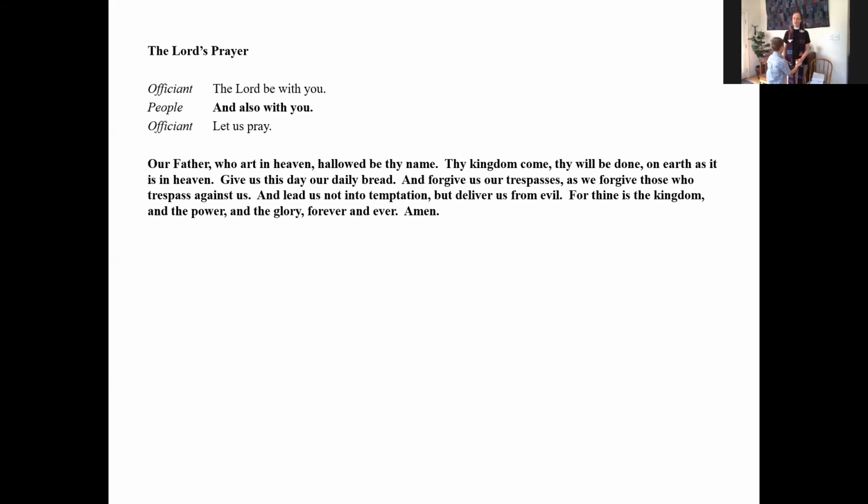Thy kingdom come, thy will be done, on earth as it is in heaven. Give us this day our daily bread, and forgive us our trespasses, as we forgive those who trespass against us. And lead us not into temptation, but deliver us from evil. For thine is the kingdom, and the power, and the glory, now and forever. Amen.